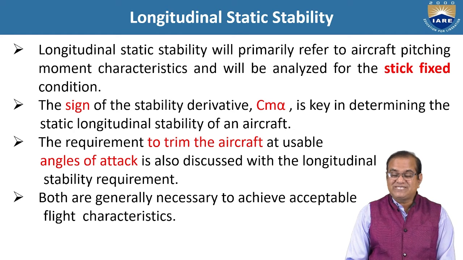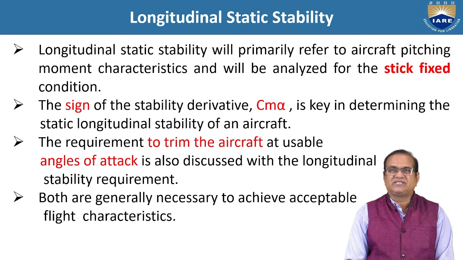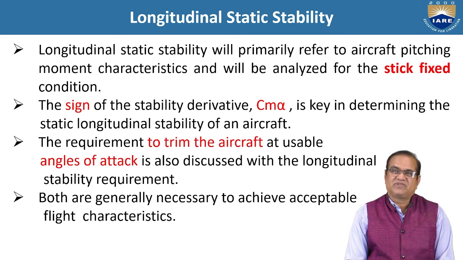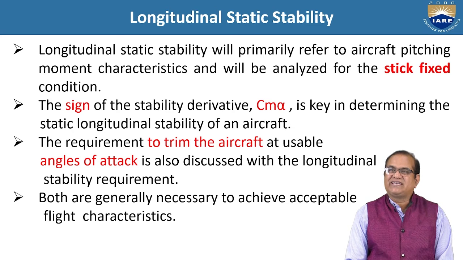So not only Cm alpha but Cm naught also is very important, because the trimming angle of attack is also very important. It should be positive trim, meaning Cm naught should be positive and Cm alpha should be negative. Then only we can say that the aircraft is longitudinally statically stable. Both are generally necessary to achieve acceptable flight characteristics.